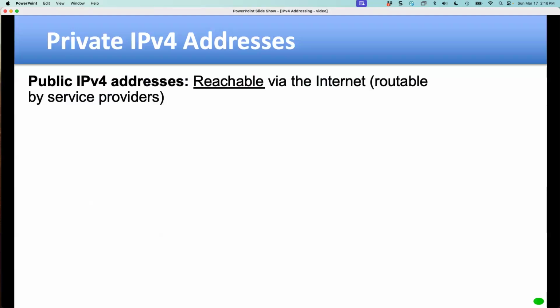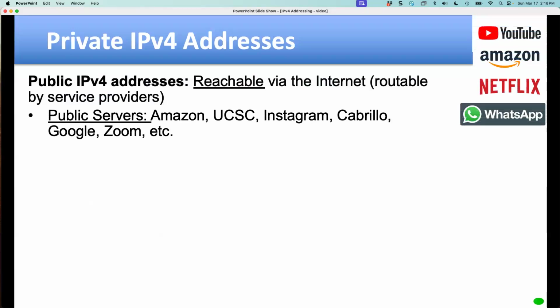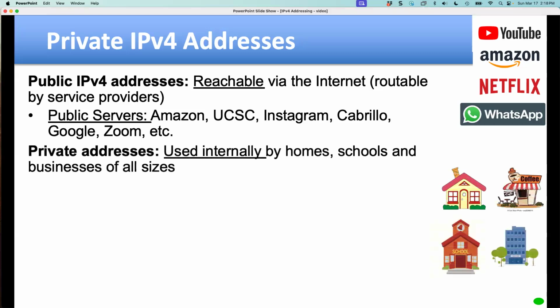Okay, public IPv4 addresses. Let's talk about that first. These are addresses that are routable via the internet, meaning the internet routers will forward packets to these IP addresses. These are public types of servers that anybody can possibly have access to. At least these packets can get routed there from anywhere in the internet.